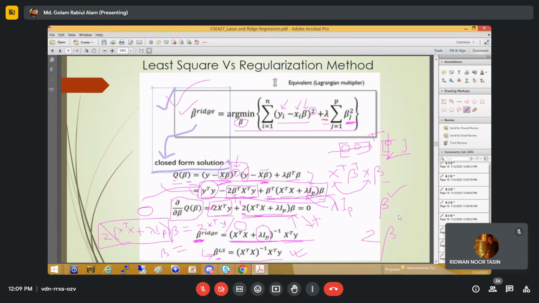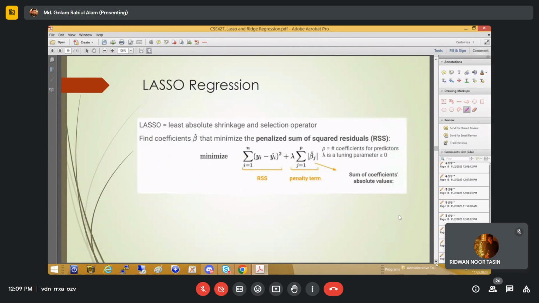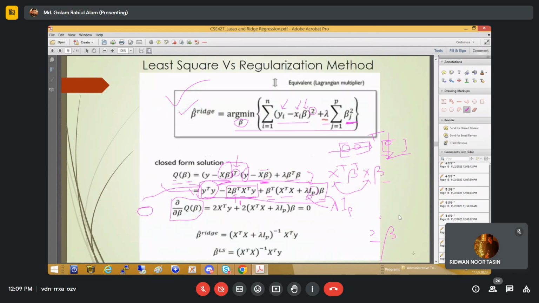Okay, now we have the final equation to solve for the values of the different betas. So now the Ridge regression, we can easily solve using this equation.